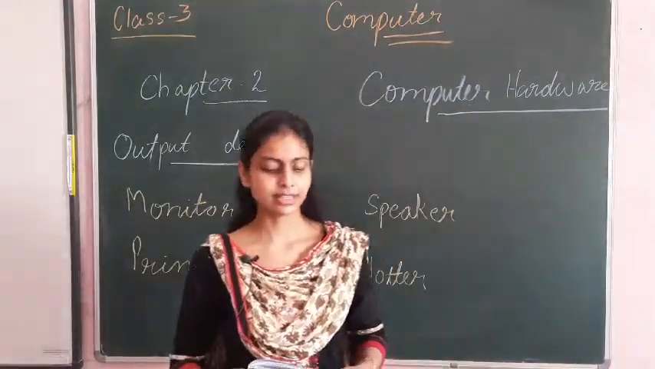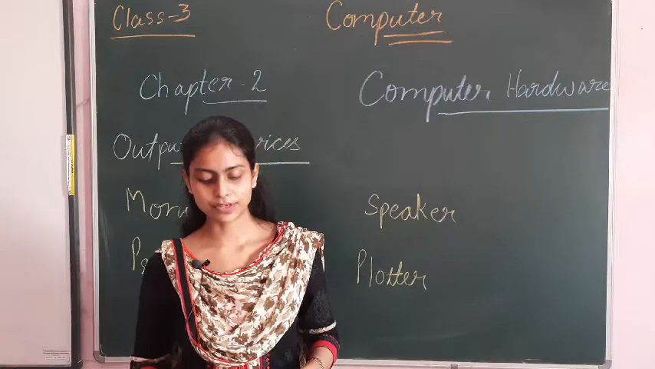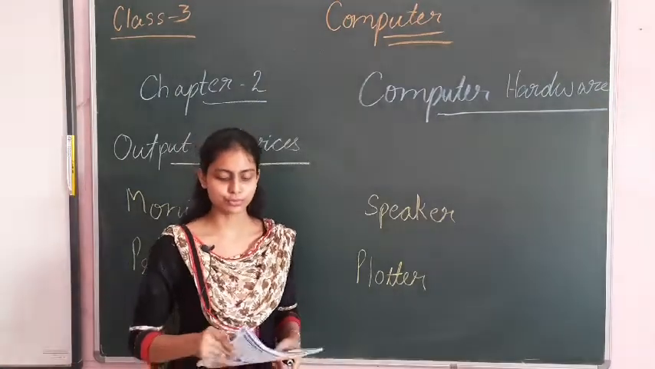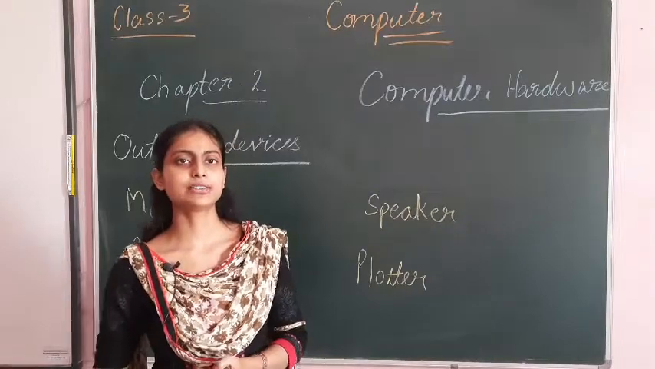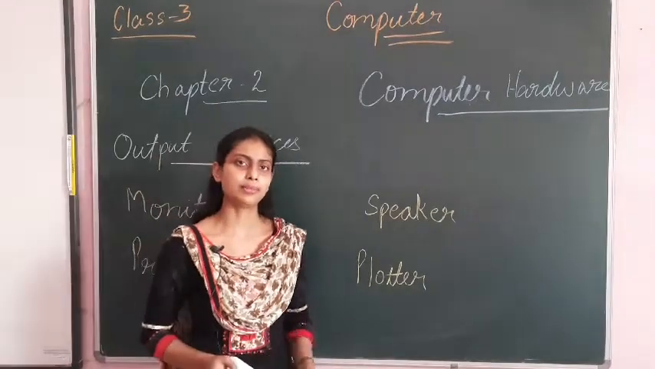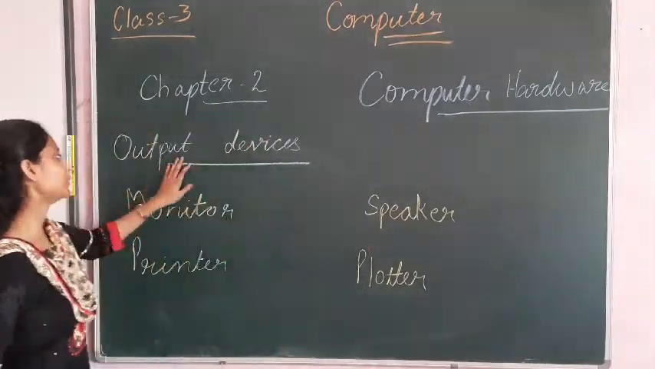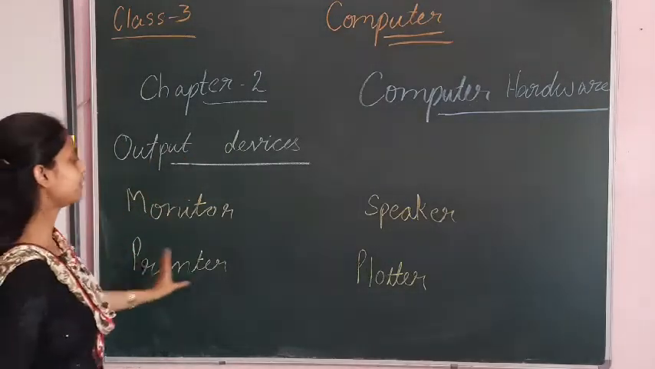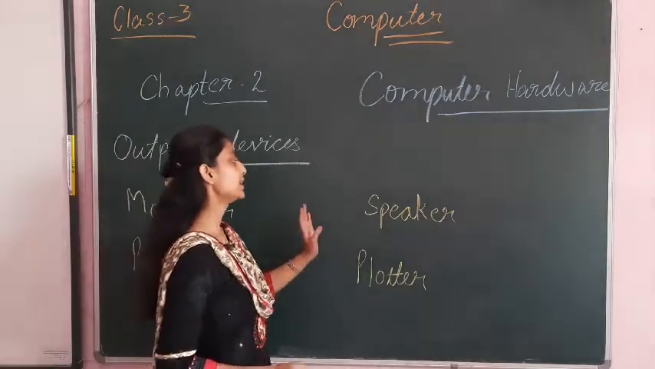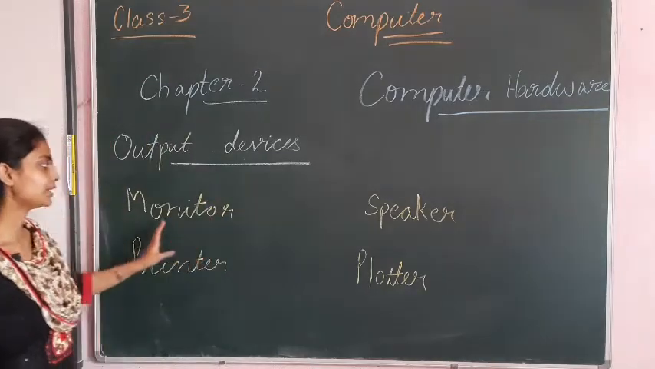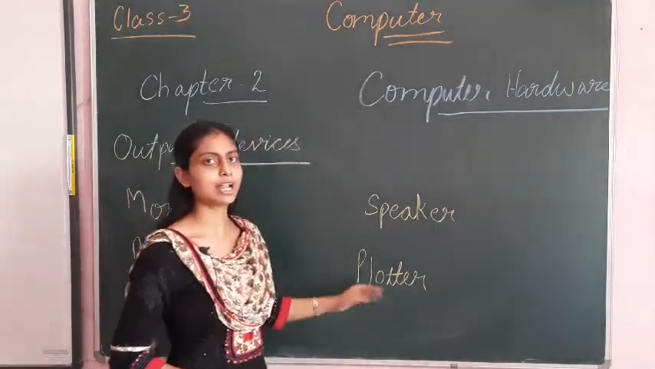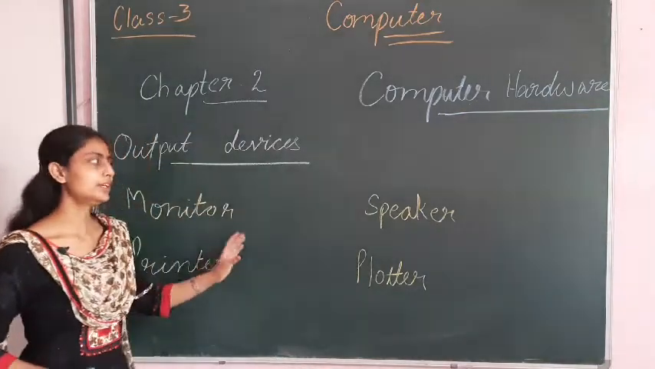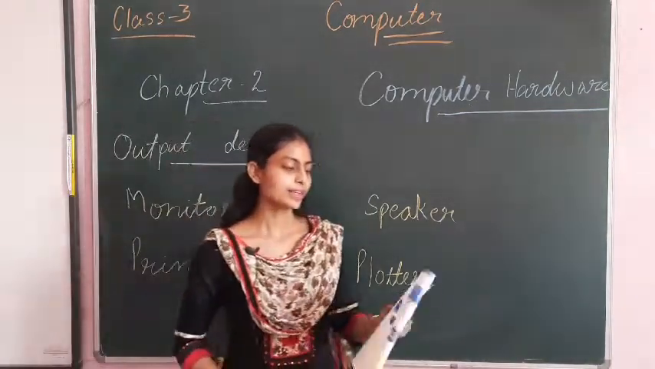Output devices are special types of computer hardware that are used to produce output. From the starting of the chapter I have told you that these all are your computer hardware, because with these output devices you can touch them and you can also feel them. Monitor, printer, speaker, plotter, these all are your computer hardware. These are all your output devices.